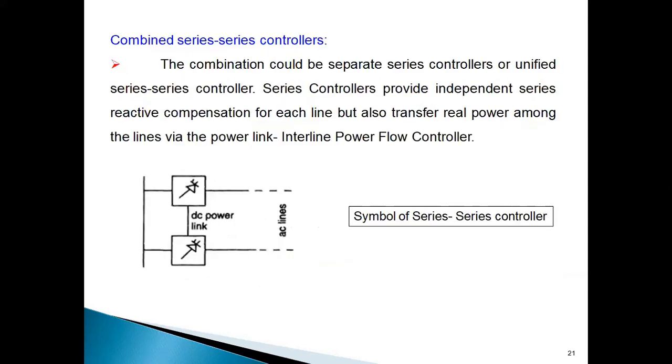And the third class is the combined series FACTS controller. What is the example I have given? This is the interline power flow controller. This is how it is connected, and there will be one DC link, maybe a capacitor, which facilitates the real power exchange between the two converters, and it will also account for the losses.